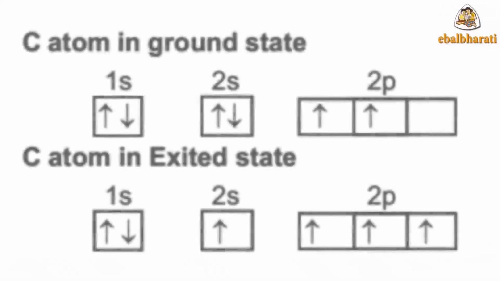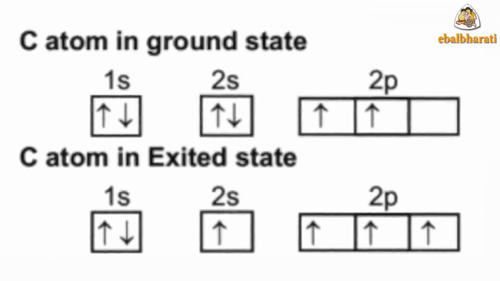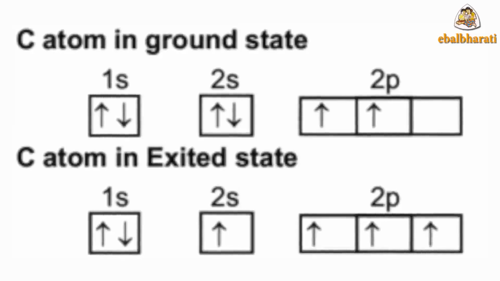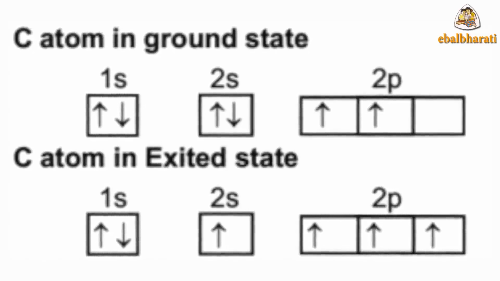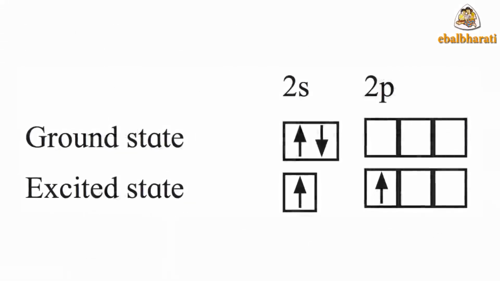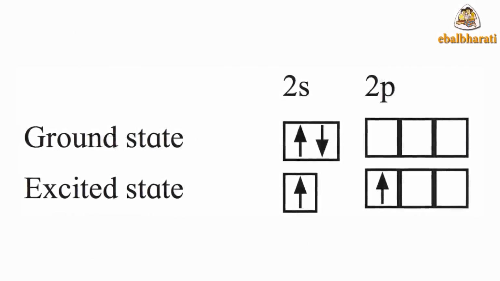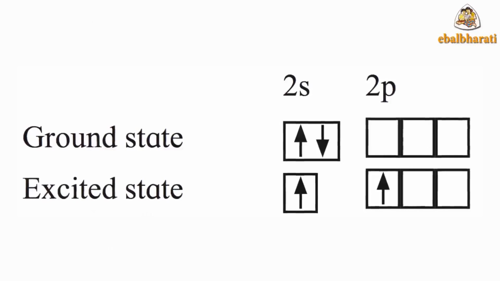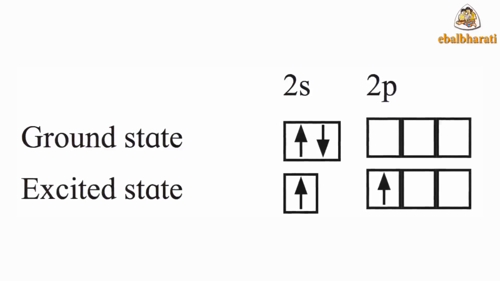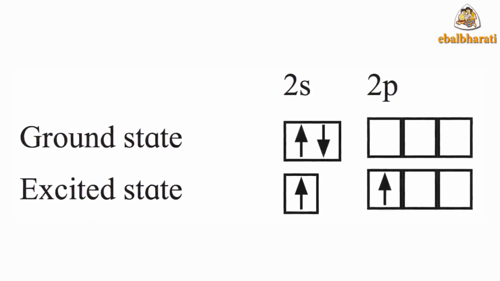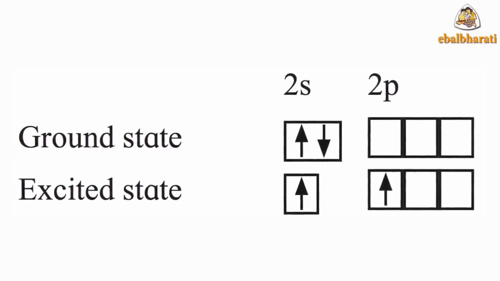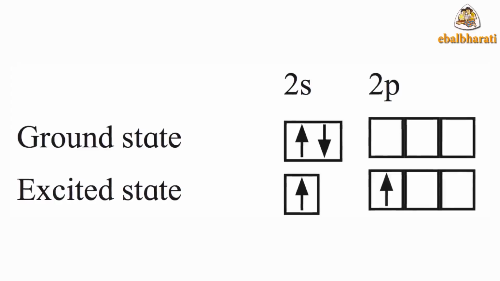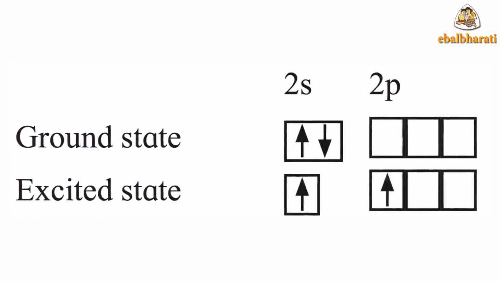The paired electrons in the ground state are uncoupled and one electron is promoted to a vacant orbital having slightly higher energy. Now, the total number of half-filled orbitals is equal to the valency of the element in the stable compound. Example, as in BeF2. The valency of Be is 2. In the excited state, one electron from the 2s orbital is uncoupled and promoted to the 2p orbital, which has been depicted.